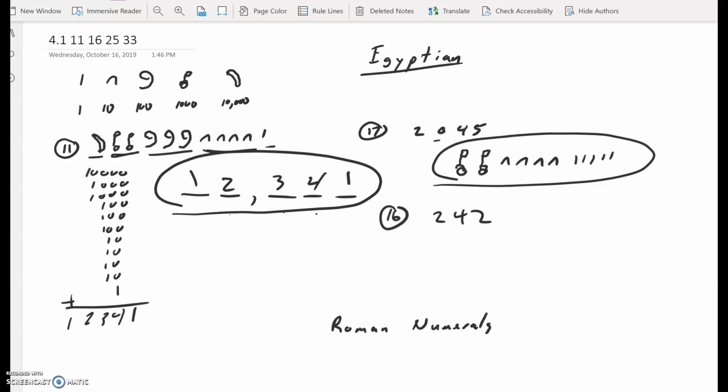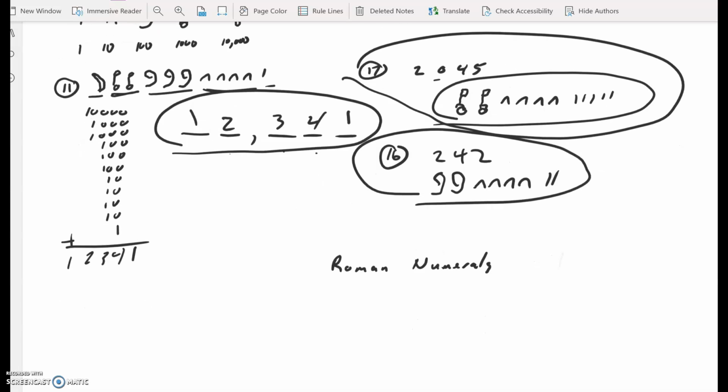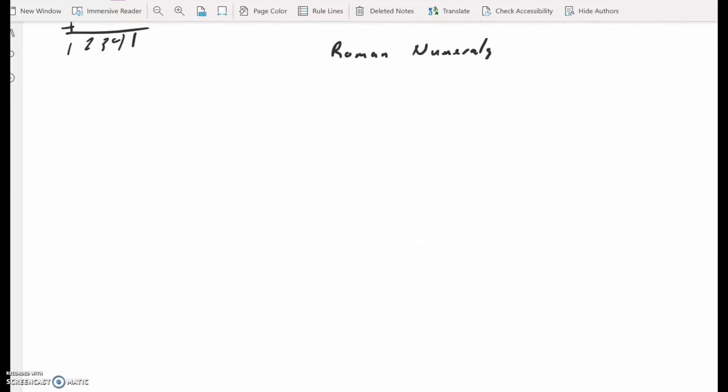Sadly, 17 wasn't a book problem, so I guess I just did that one for free. 16 was a book problem. It's a little easier. We're going to have 2 of these hundreds, which I can sort of write. And then we have 4 of the tens. And we have 2 of the ones, and we're done. Let's go to Roman numerals next.